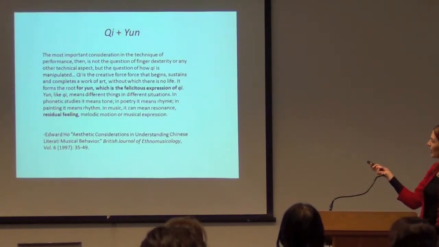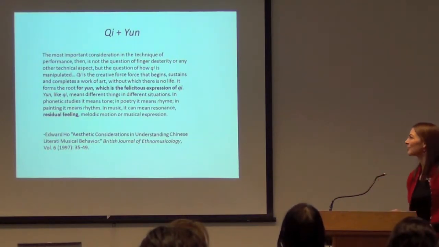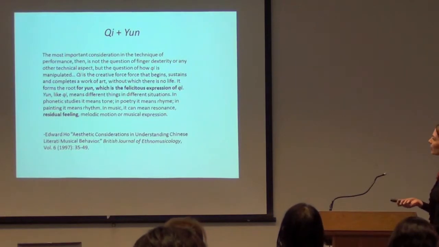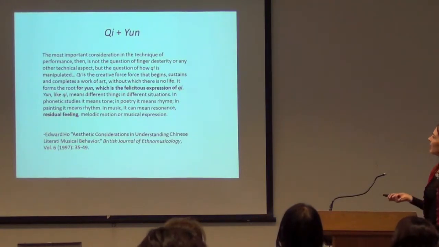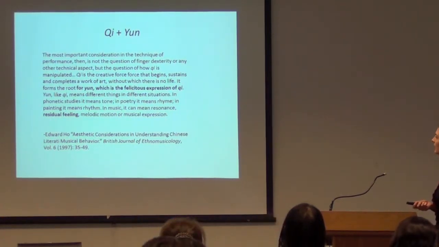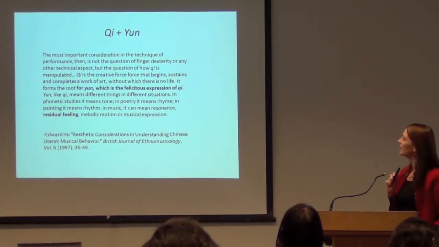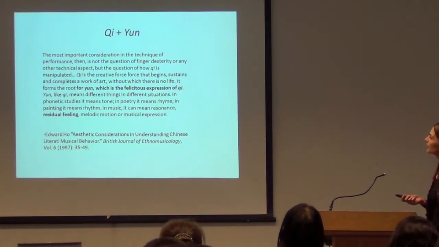And so Edward Ho has actually argued that this is not only central to dance, but is also central to music in China. And so Edward Ho writes, the most important consideration in the technique of, he's talking about musical performance, is not the question of dexterity or any other technical aspect, but actually the question of how qi is manipulated. Qi is the creative force that begins, sustains, and completes a work of art, without which there is no life. It forms the root for yun, which is the felicitous expression of qi.